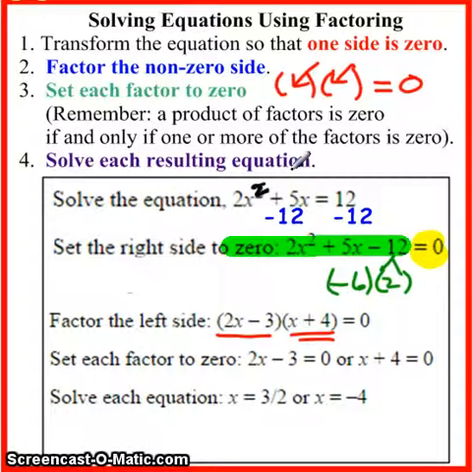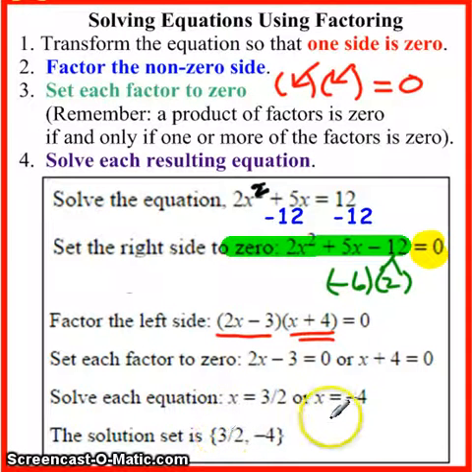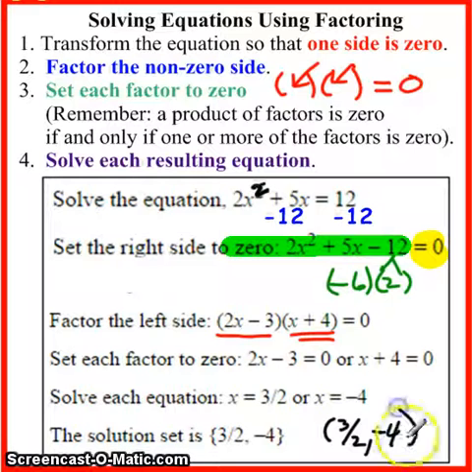And in writing this answer, do not use parentheses. You can use these brackets, but parentheses would imply an ordered pair, and we do not have an ordered pair in this problem. So we get two answers to the problem.